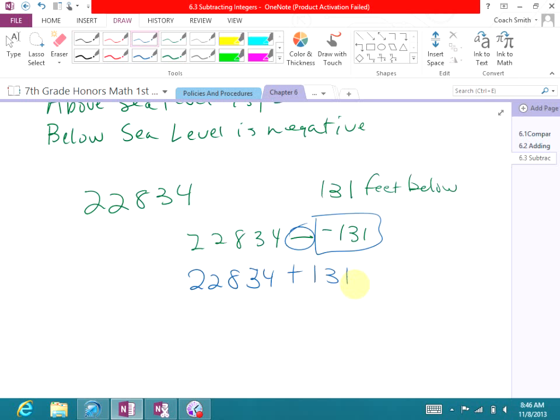Yes, sea level is 0 feet. I don't know if they would call it zero. They wouldn't call it 0 feet, but yes, sea level would be the zero. Anytime you're going up, obviously it's positive. Anytime you're going down, it would be negative from the zero.